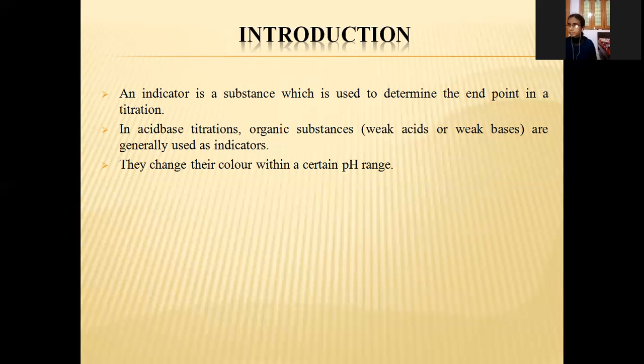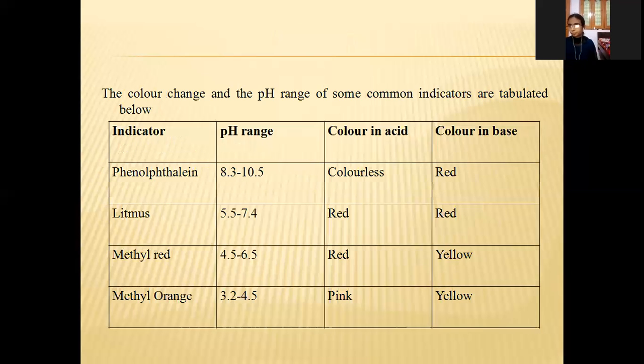In the acid base titration, organic substances like weak acids or weak bases are generally used as indicators. So in acid base titrations, we use the weak acid or the weak base as the indicator. They change their color within a pH range. Let's see the several indicators that we are going to use for the acid base titration.